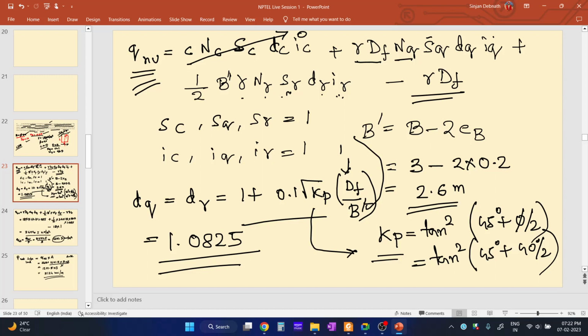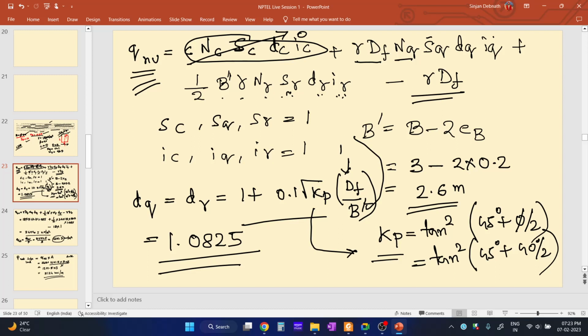So c is 0 because it is a sandy soil, completely cohesionless soil. So c is 0, that means this part is total 0. So the rest part is gamma Df Nq Sq Dq Iq plus half into B dash gamma into N gamma S gamma D gamma I gamma.